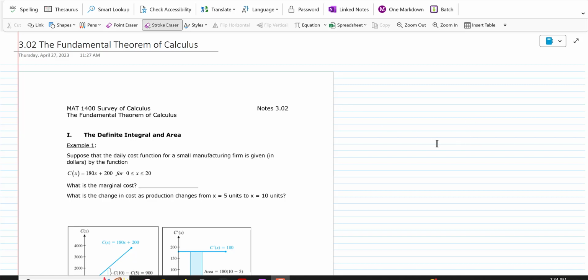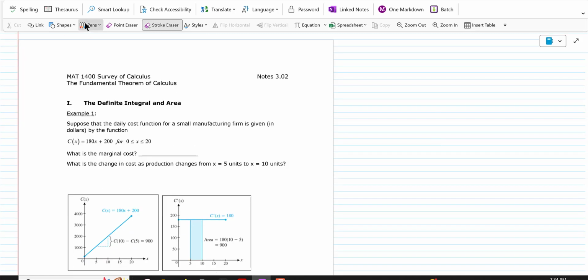Explain it, I think. So what we're going to look at, in this very first example, is a daily cost function for a given manufacturing firm given by C of X equals 180X plus 200 on the interval 0 to 20. First of all, what's the marginal cost? You guys remember that? It's the derivative. So what's the derivative of the function I gave you? 180, right? So the marginal cost C prime of X is 180.